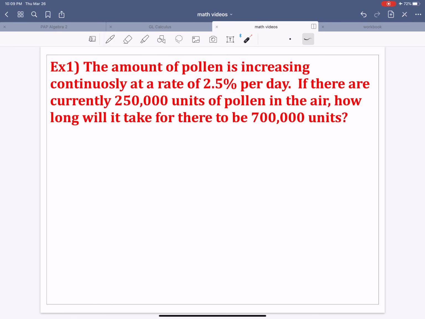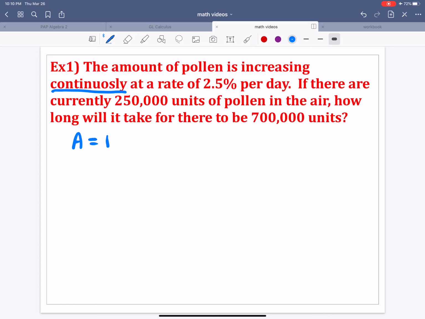So example 1: the amount of pollen is increasing continuously. Underline that word continuously. That's important to know. That tells us that we can use PERT, at a rate of 2.5% per day. If there are currently 250,000 units of pollen in the air, how long will it take for there to be 700,000 units?